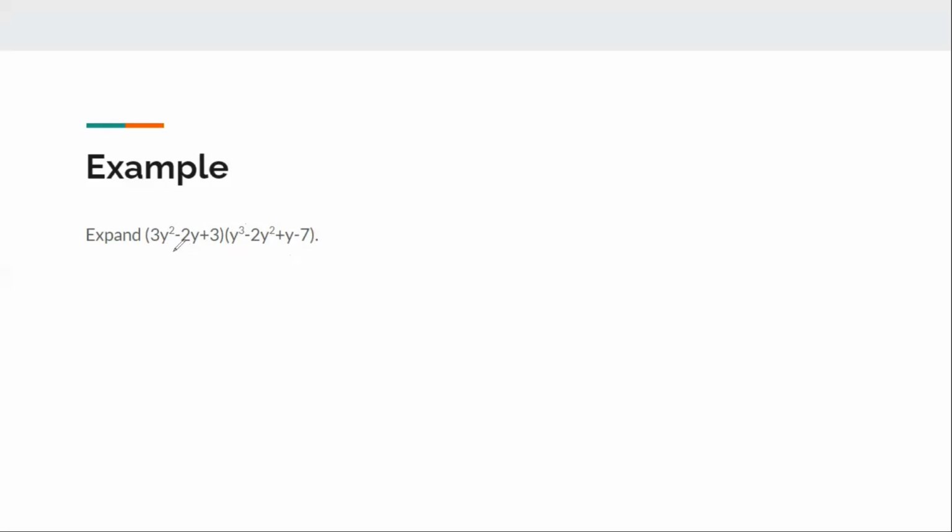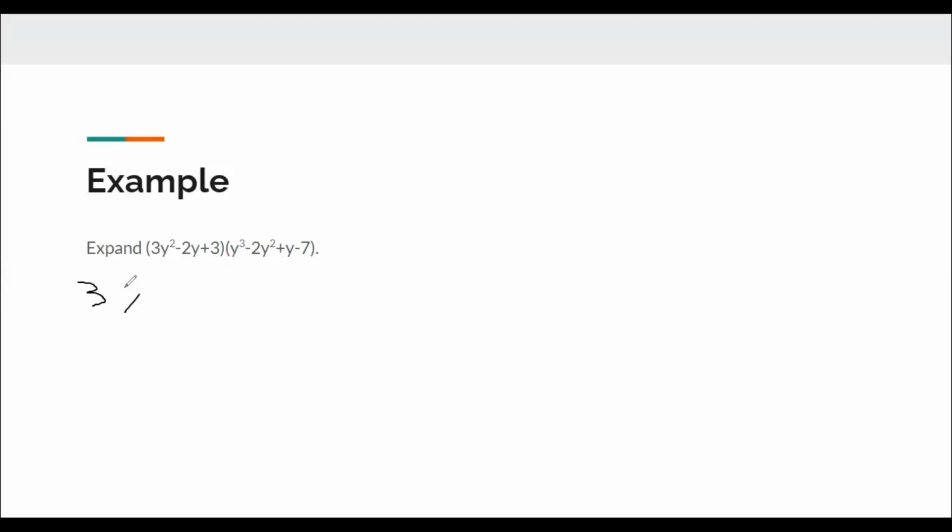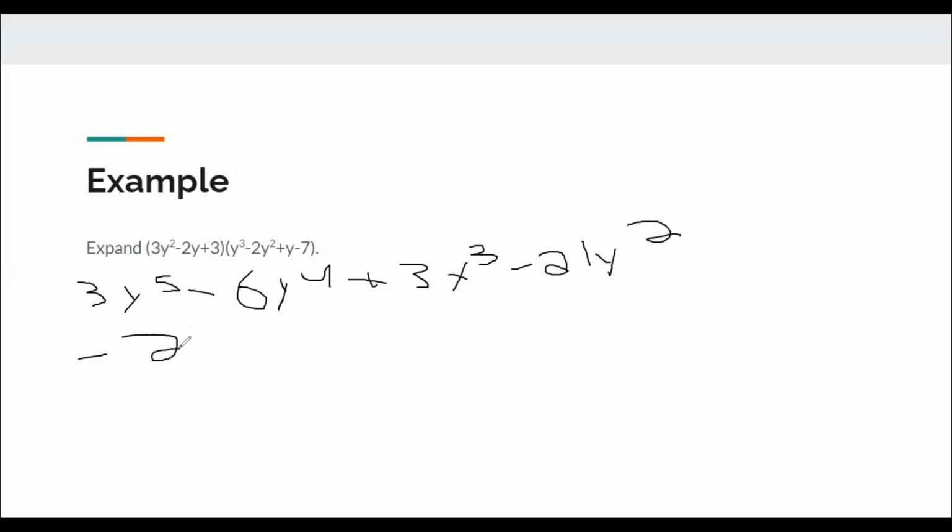So we use the distributive property. You're going to get 3y to the power 5 minus 6y to the power 4 plus 3y cubed. Pretty straightforward. Minus 21y squared. And then minus 2. And then we're going to take the negative 2y term and do the distributive property. So you're going to get negative 2y to the 4th plus 4y cubed minus 2y squared and then plus 14y.